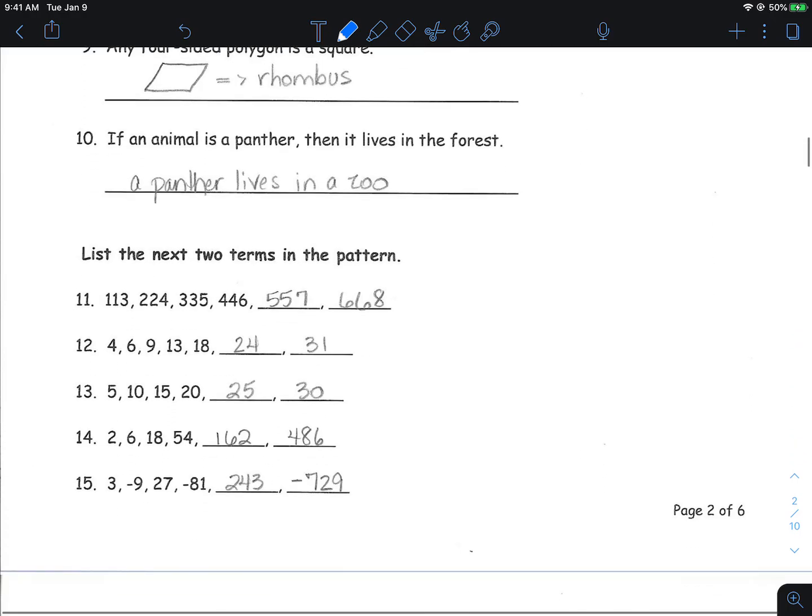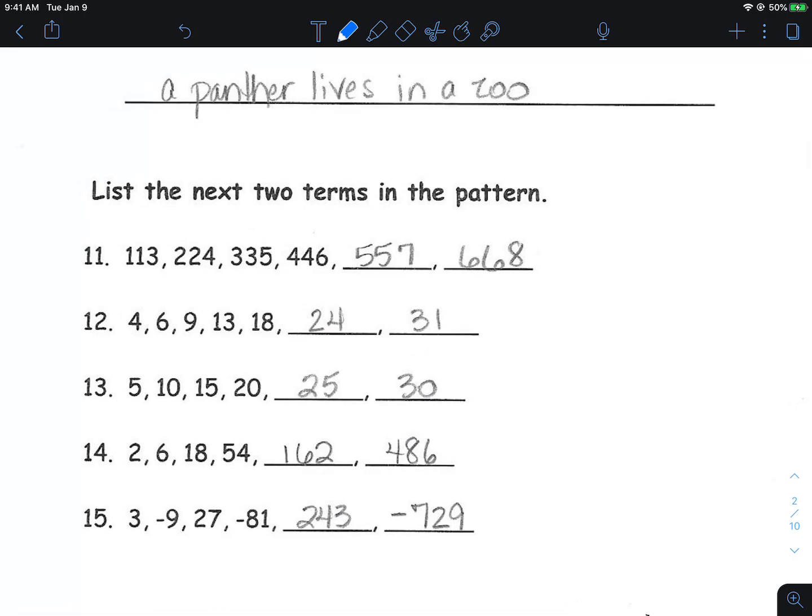Next, you've got some pattern recognition. You'll have a few of these, some of them with shapes, and then some of them with numbers. So these are pretty straightforward. On this one, there are a couple ways you can describe this. You could say it looks like each time you're adding 111. Or you could even say increase the first two numbers by 1 and then increase the last number by 1. So 557 and 668.